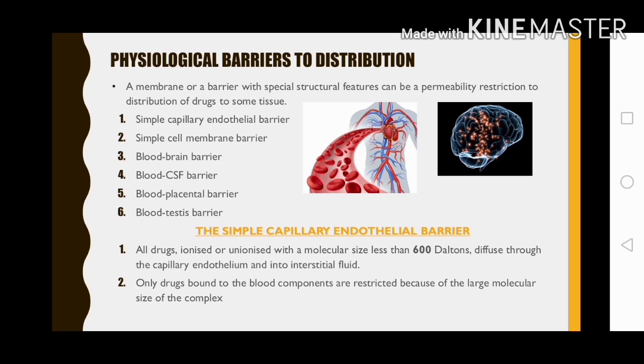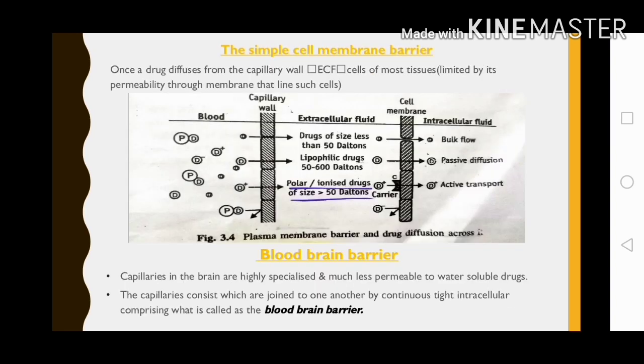In simple capillary endothelial barrier, all the drugs, ionized or unionized, with a molecular weight less than 600 daltons diffuse through the capillary endothelium and into the interstitial fluid. Only drugs bound to the blood components are restricted because of the larger molecular size of the complex. Next is the simple cell membrane barrier. Once a drug diffuses from the capillary wall into the extracellular fluid, into the cells of most tissues, it is limited by its permeability through the membrane that lines such cells.